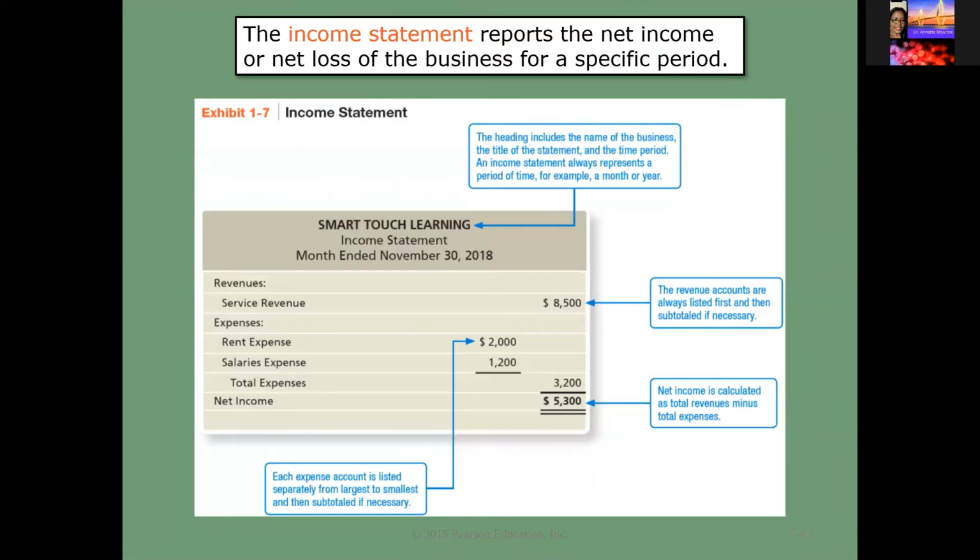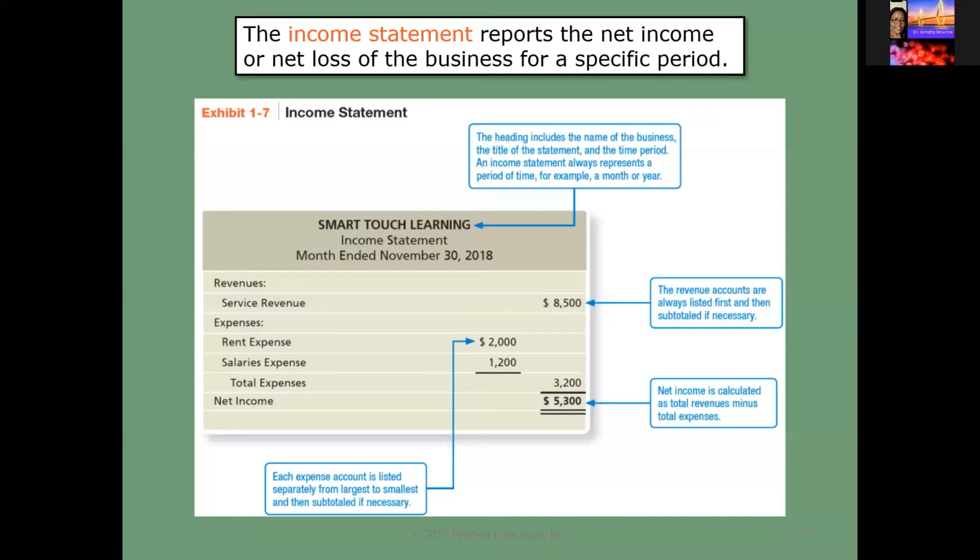The income statement is a summary of a business entity's revenues and expenses for a period of time. The income statement tells whether the business generated net income or suffered a net loss. So on the income statement, only revenues and expenses are reported.